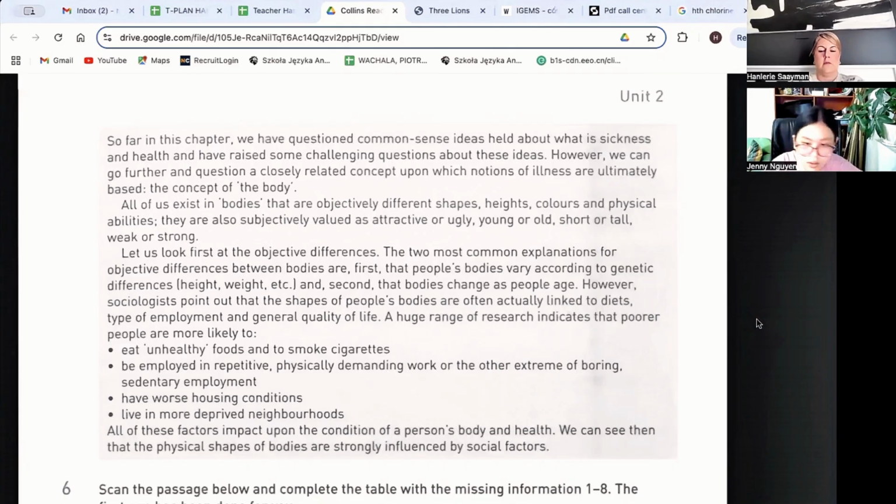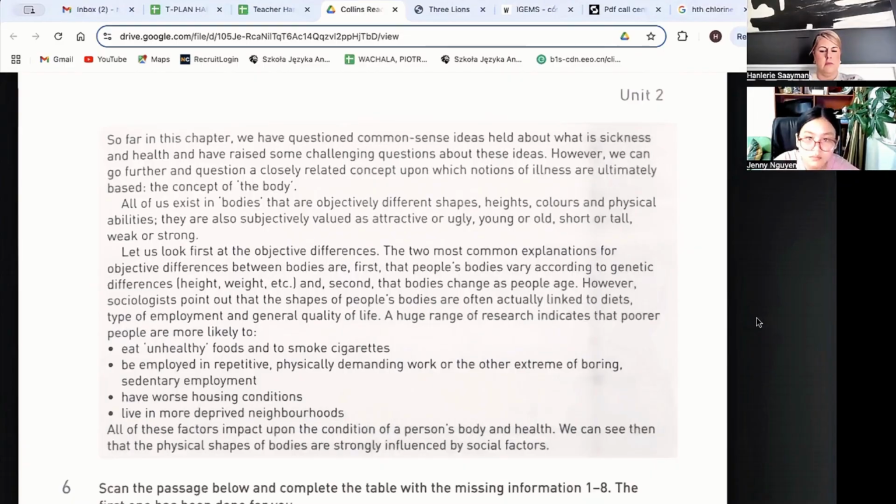A huge range of research indicates that poorer people are likely to eat unhealthy foods and smoke cigarettes, be employed in repetitive, physically demanding work or other extreme or boring sedentary employment, have worse housing conditions, and live in more deprived neighborhoods. All of these factors impact upon the condition of a person's body. We can see that the physical shapes of the body are strongly influenced by social factors.